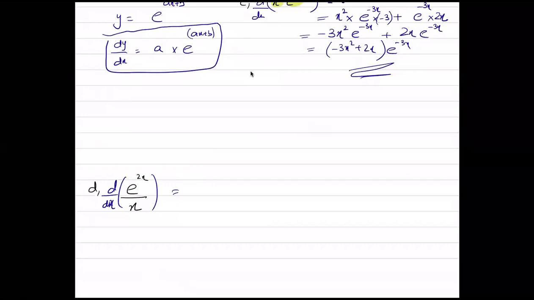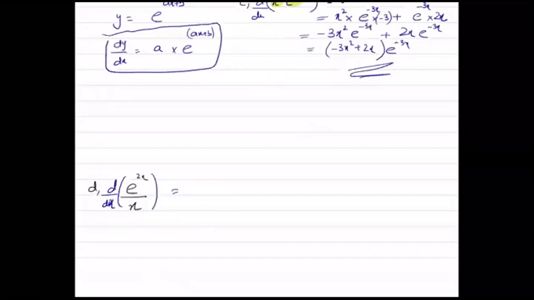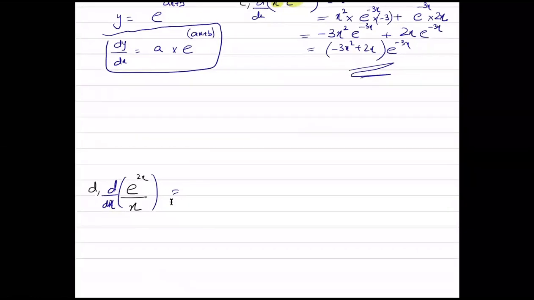All right, is it done now? Yeah, sir. So what is everyone getting? Is it e to the power 2x into 2x minus 1 upon x squared? Yes, that's correct.